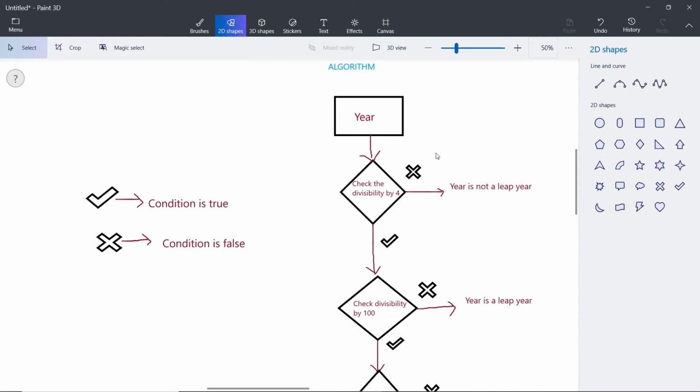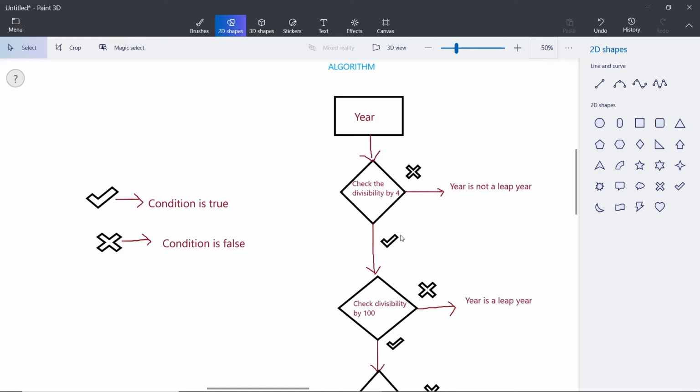A leap year consists of 366 days and a non-leap year consists of 365 days. Now we will be looking at the algorithm to find whether a year is a leap year or not, and then we will be writing the program in Python.